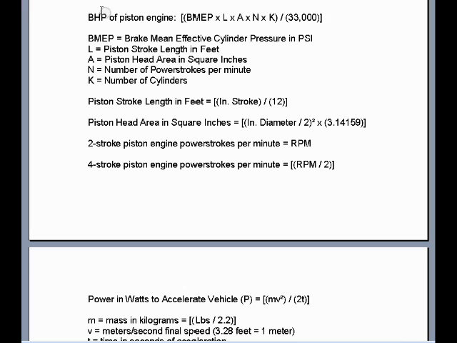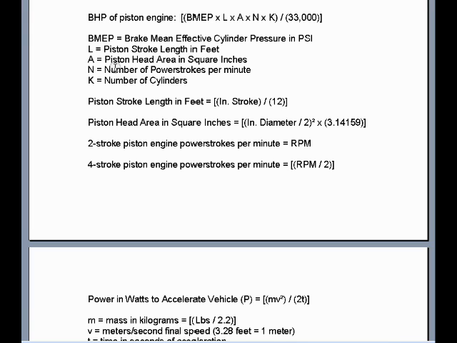The most accurate way to calculate the brake horsepower of a piston reciprocating engine is to multiply the BMEP in PSI times the stroke length in feet, the stroke of the piston displacement in inches divided into 12, times the piston head area in square inches, which is the bore diameter divided by 2 squared, times pi, 3.14, times the number of power strokes per minute.